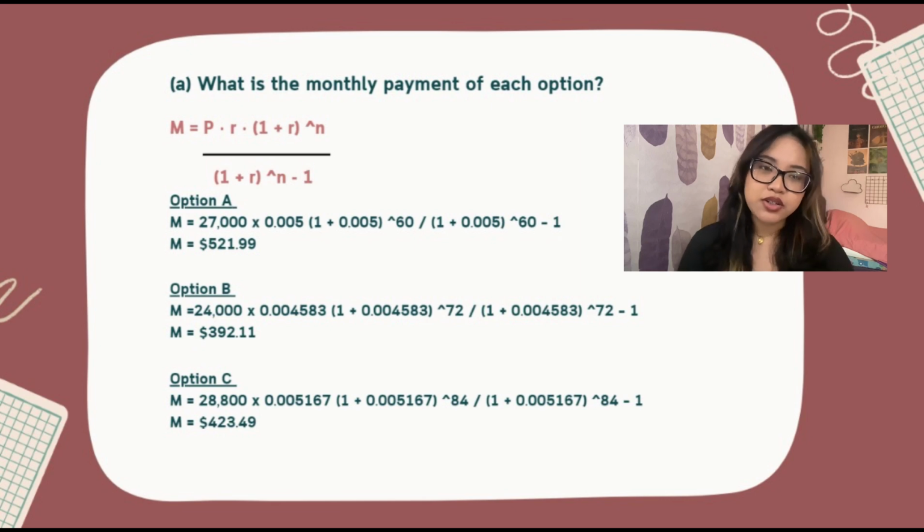The monthly interest rate is 0.005167, and the term is the longest at 84 months. The monthly payment here is $423.49. Understanding loan calculations like we've done here is very useful in business and economics.